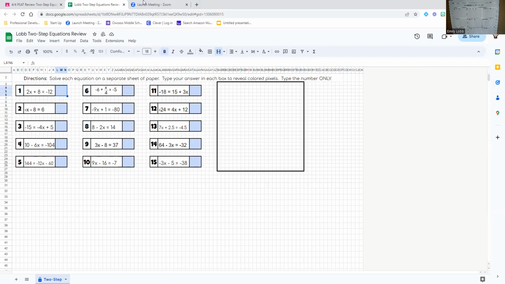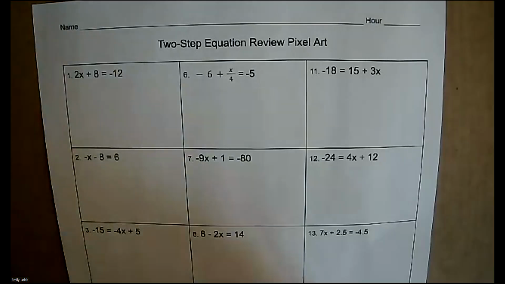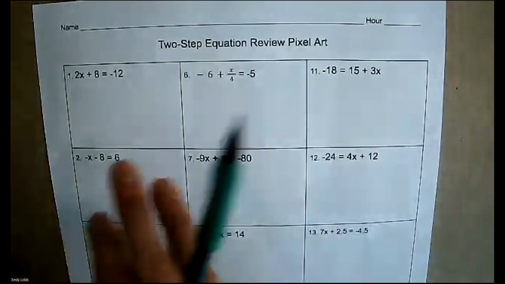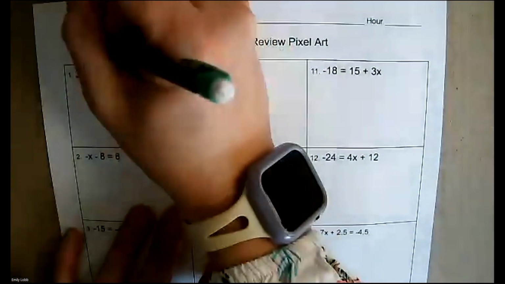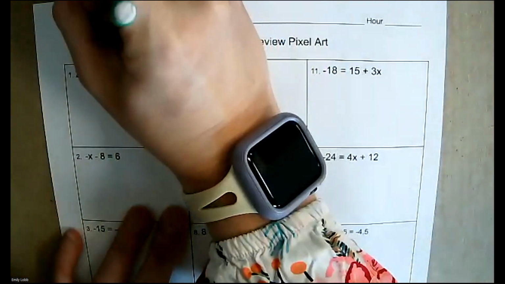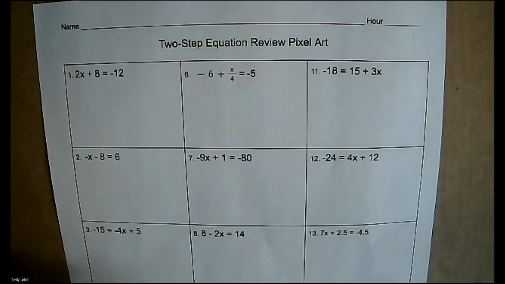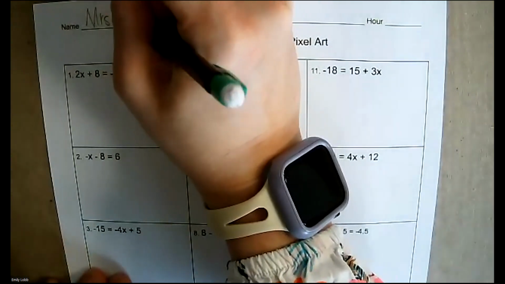On your sheet that you have in front of you, or if you don't have the sheet for some reason, you should have it, all of you here. You can always do this on a separate sheet of paper. You'll just have to write out the problem. Make sure your name is on it, and you can put the hour.